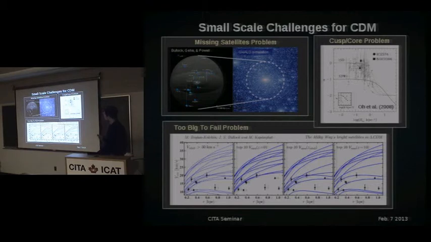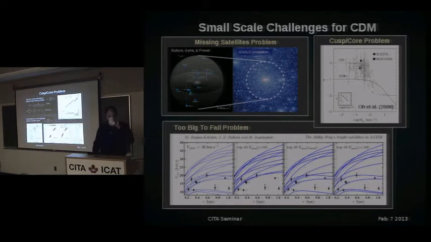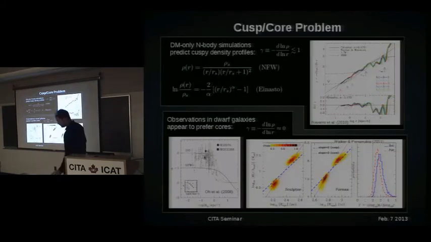The other two that I want to spend a little bit more time on are the cusp-core problem and the too big to fail problem. So let me move to that. The cusp-core problem just refers to the fact that the simulations all universally predict a density profile that tends to rise steeply towards the center. It's commonly described by an NFW profile, in which the slope of the density profile in the center goes as 1 over r.